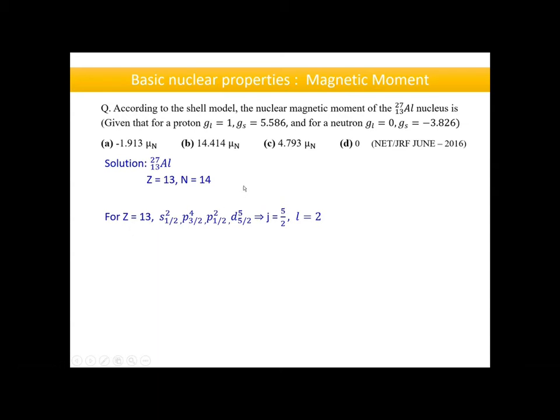And the last one is in higher J value, that is 5 by 2. So J is equal to 5 by 2, L is equal to 2 since it is in the D state. So the magnetic moment is given as this for higher J value, and on substituting the value of J, that is 5 by 2, and Gs from the table I have shown earlier, we get mu equal to 0.793 times nuclear magneton, that is option C.